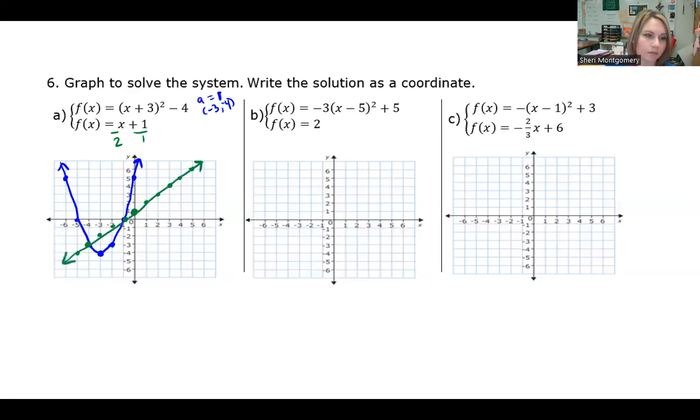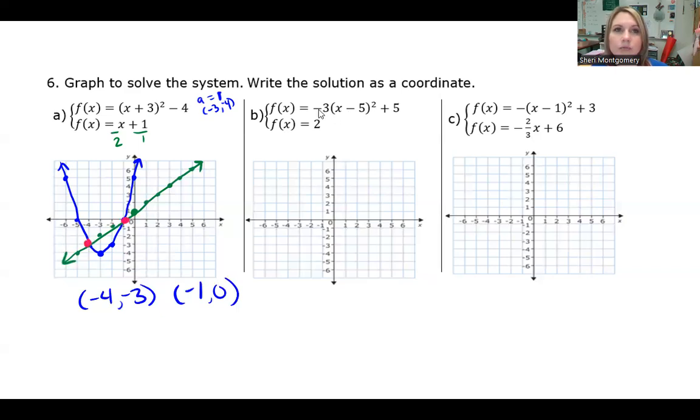How many solutions do I have? 2. I have that one and I have that one. I can list them as coordinates. I got -4, -3, and -1, 0. Do you agree? Ella agrees. What about anybody else? Okay, good. The next equations for us to graph.